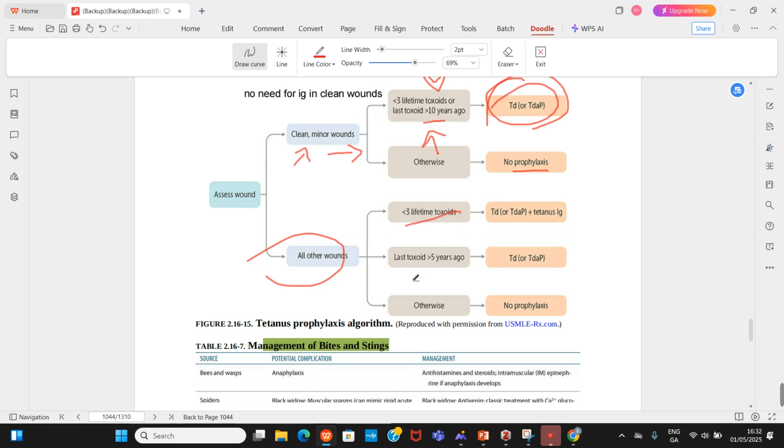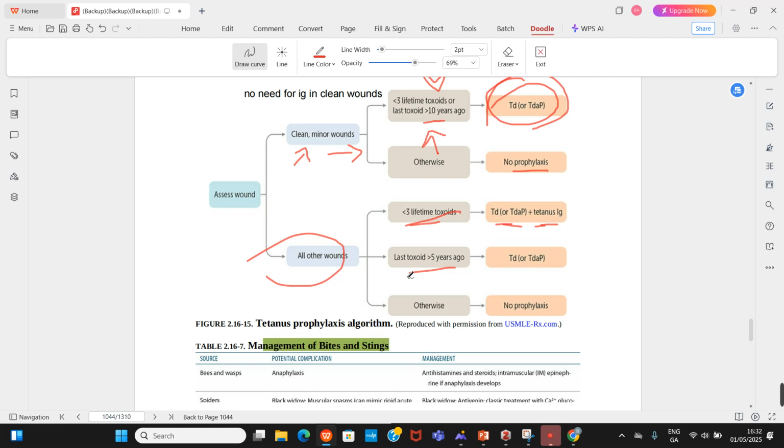3 lifetime toxoid, and 5 years for the last booster. So if the person has not completed 3 lifetime toxoid, you are going to give both the vaccine and the immunoglobulin, because immunoglobulin has not been established in that person at all. If you have not gotten 3 lifetime toxoid, you cannot have adequate immunoglobulin in you. So you need to give them both the vaccine and the immunoglobulin.